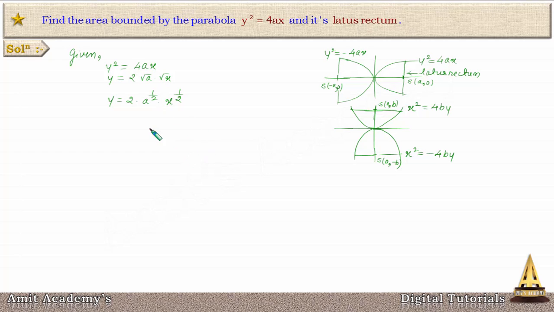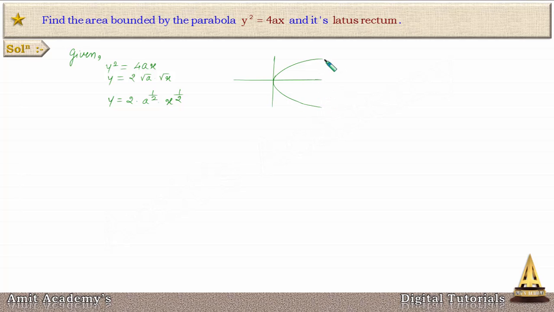Then its curve will be like this. This is a parabola whose equation is y square is equal to 4ax. This is its focal point S, whose coordinates are a, 0. And this line is called its latus rectum. And we have to find this much of area. Now student, this point is the origin whose coordinates are 0, 0. And if you find this total area, then this total area will become 0, because this much of area is positive and this much of area is negative. So what we will do, we will find only this much of area.